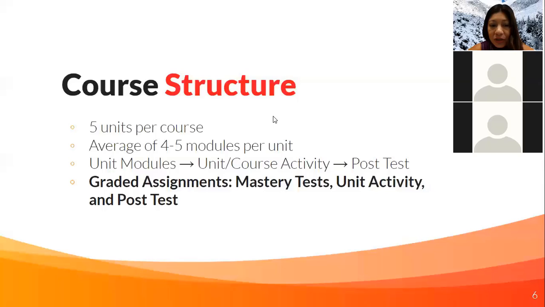Okay, so just a refresher, the course structure is 5 units per course. That is like all of the other Edmentum courses out there. It averages about 4 to 5 modules per unit. The order in which the students would complete each unit is the unit modules, unit / course activities, so there's one or the other in each unit, and a post-test. The graded assignments are the mastery tests, the unit or course activity, and the post-test. So every module does have a mastery test, so just be aware of that.